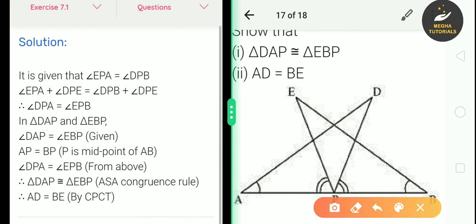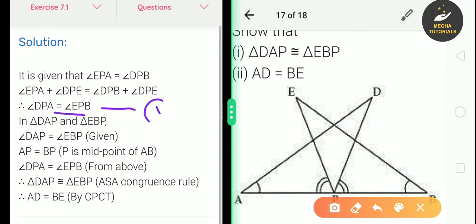So it is given that angle EPA and angle DPB are equal, these two angles. So we can add this common angle in between them. So we can write angle EPA plus angle DPE is equal to angle DPB plus angle DPE. So EPA plus DPE is nothing but DPA, and DPB plus DPE is nothing but EPB. Therefore, angle DPA is equal to angle EPB.